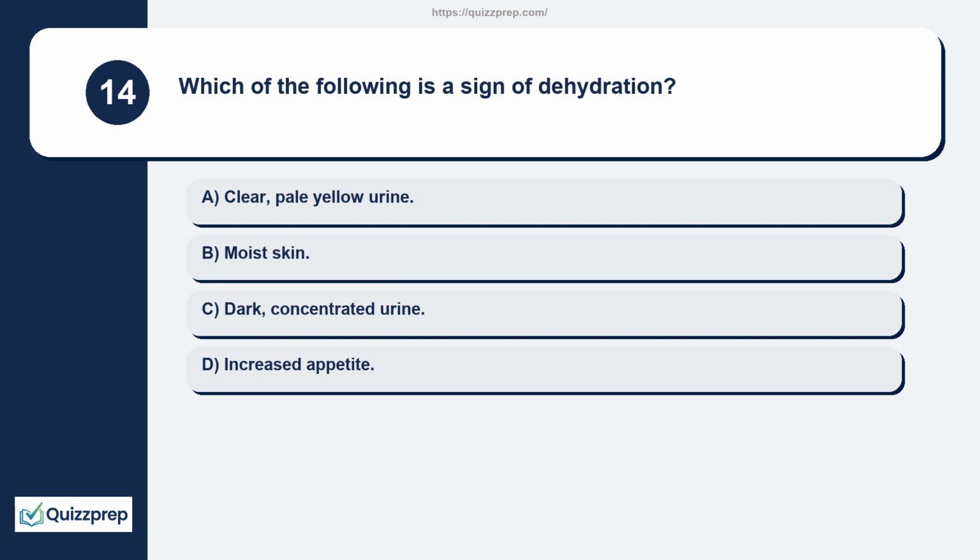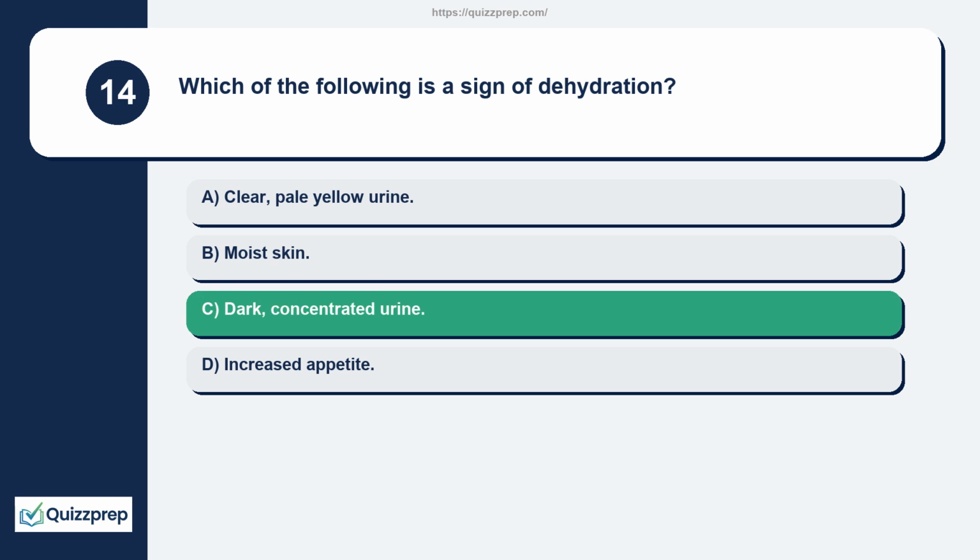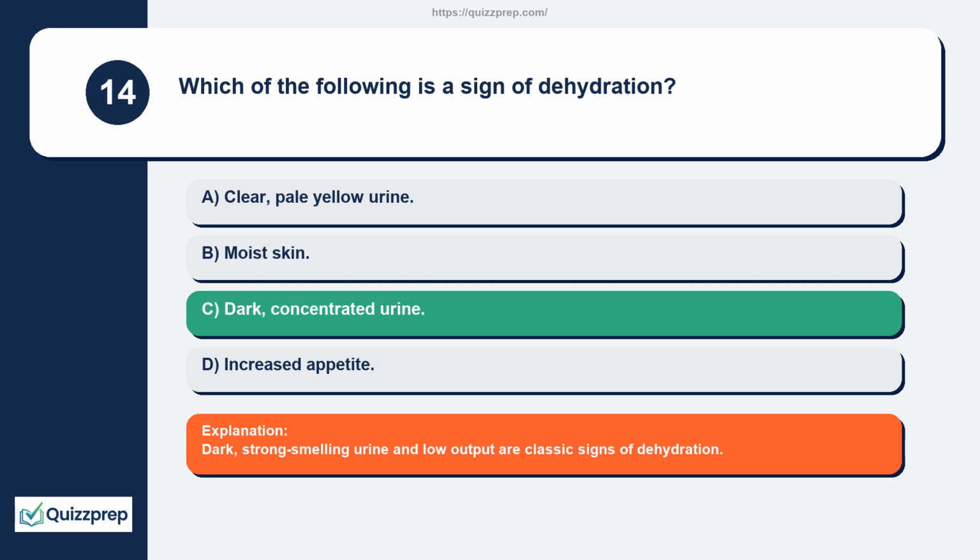Question 14. Which of the following is a sign of dehydration? Clear, pale yellow urine, moist skin, dark, concentrated urine, increased appetite. Dark, strong-smelling urine and low output are classic signs of dehydration.